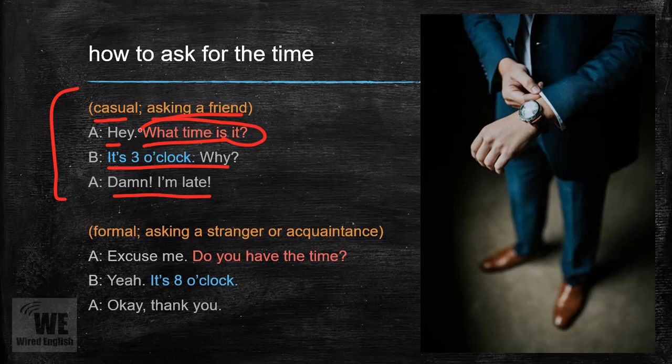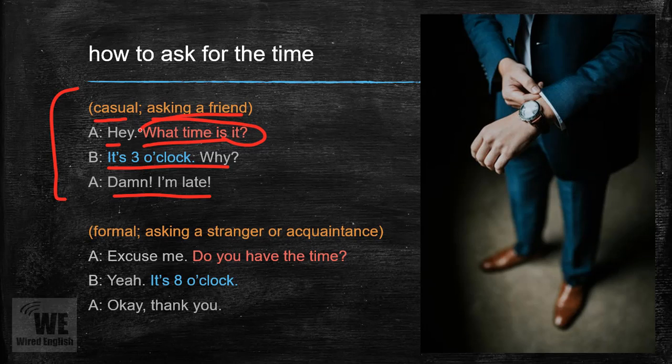Hear it again. What time is it? Hey, what time is it? It's a little aggressive. But if you want to be a little less aggressive, you got to change the tone. Kind of sound confused, like, excuse me, what time is it? You see how you kind of sound confused there? Excuse me, what time is it? Then it could be more polite, okay?